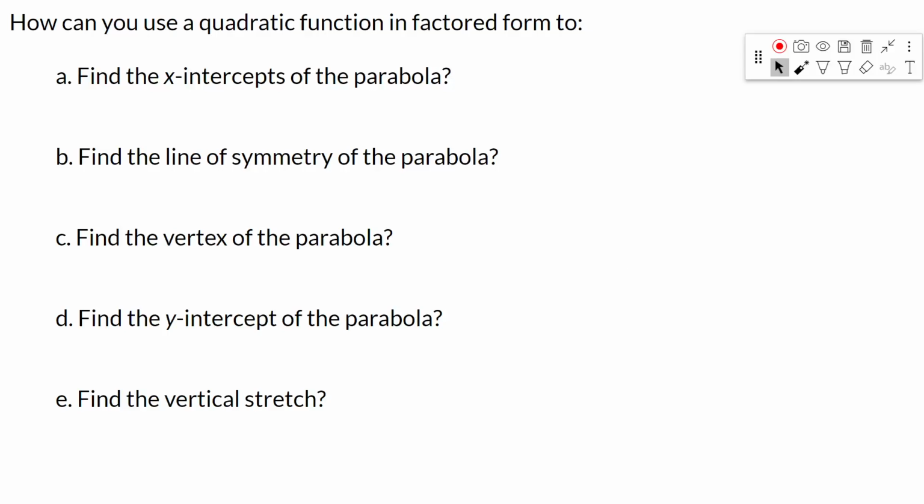Hello, this is Mrs. Scarpel, and I am going to take you through graphing from factored form. When we're graphing from factored form, there are some steps we need to take, some pieces of information we need to take before we do that factoring.